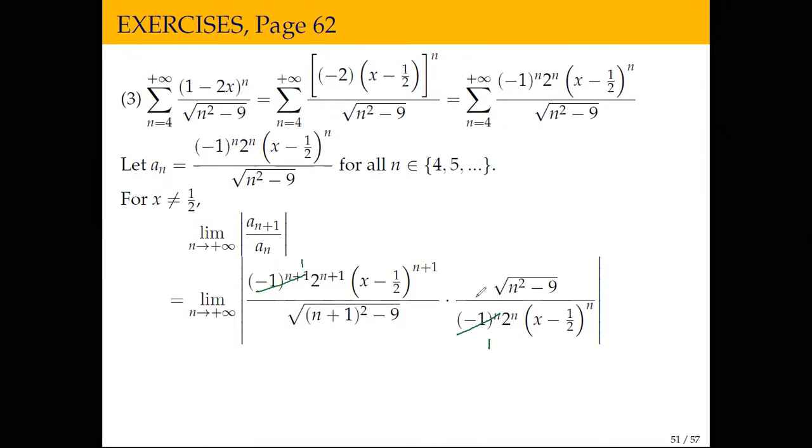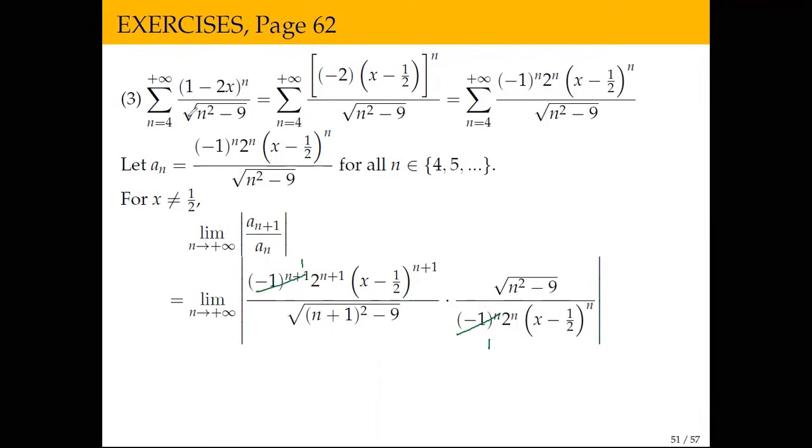The absolute value of 2 is itself, so you can factor out 2. X minus 1/2 raised to n plus 1 over x minus 1/2 raised to n is just x minus 1/2. So you can factor out the absolute value of x minus 1/2 since it is independent of n. So you can factor out 2 times the absolute value of x minus 1/2. What will be left to you is the limit of the absolute value of square root of n squared minus 9 over square root of n plus 1 squared minus 9.